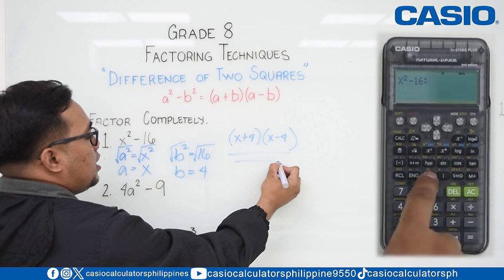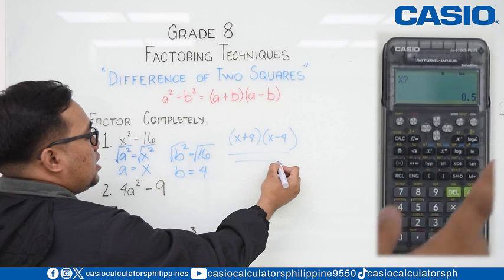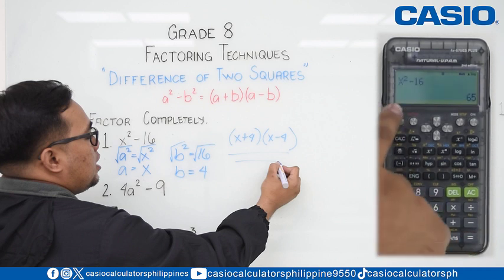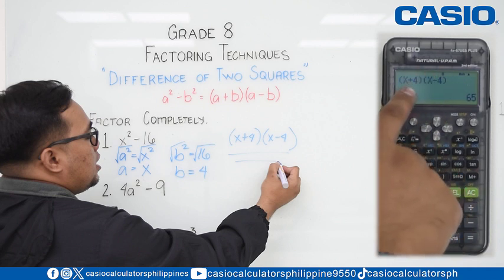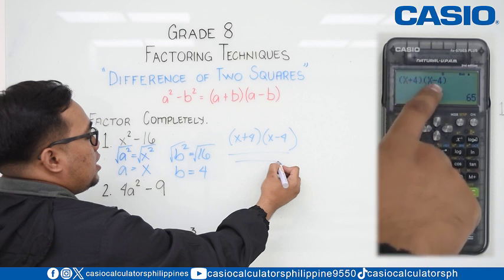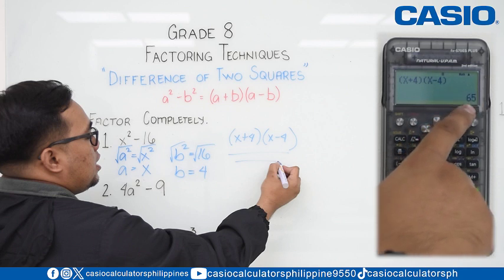And then we write in the answer, which is x plus 4 times x minus 4. And what we need to do is press calc and then write any value of x. So let's say I want 9. So the value of x is 9. When x is 9, x squared minus 16 is 65. And if you press equal sign again, the factor x plus 4 times x minus 4 when x is equal to 9 is also 65.